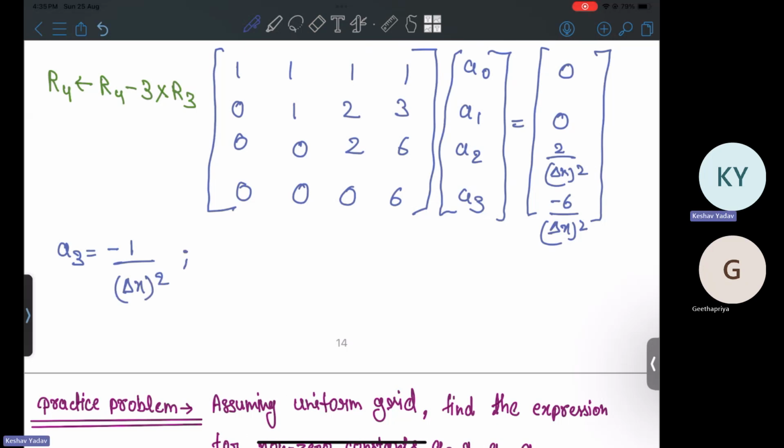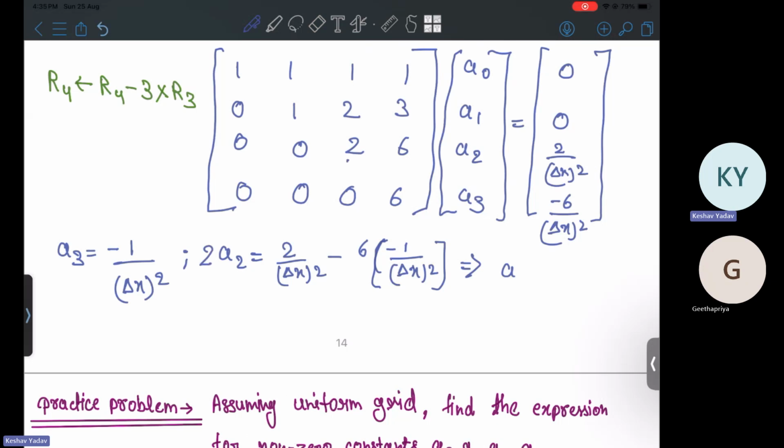Okay, now I wish to find a2. That a2 will be equal to what? 2 by delta x square, this term, minus 6 multiplied by minus 1 divided by delta x square. Okay, minus minus will be plus. So this will lead to a2 equal to, 6 plus 2, 8, yes, 8. So it will become plus 4 by delta x square. Okay, this will come like that.